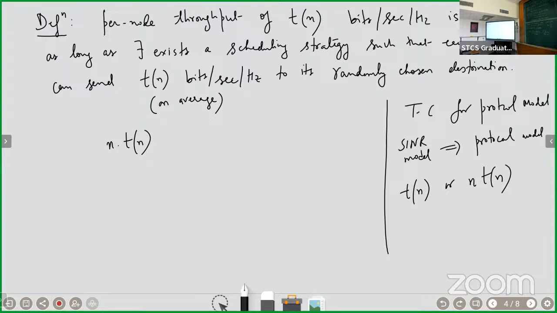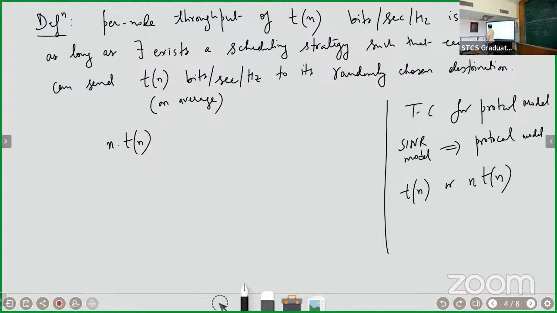So you can't expect per node throughput to scale faster than 1 by square root n. So it's essentially going to 0, but at a rate not by n or anything else, but exactly at 1 by square root n. Is it clear what is going on? How is the average distance constant? What is the average distance between any two nodes randomly chosen in a unit area? N nodes.